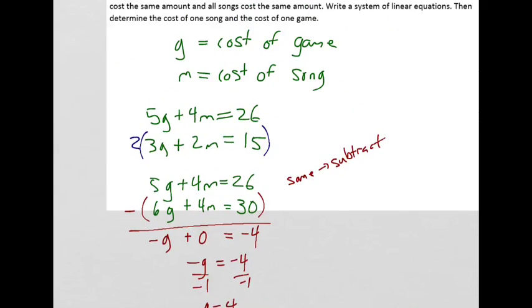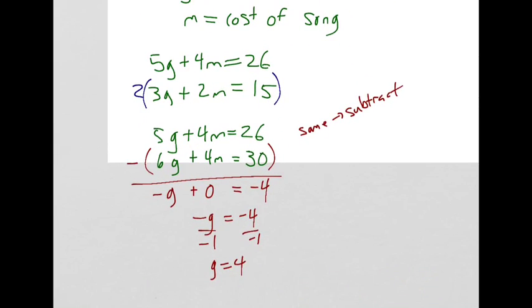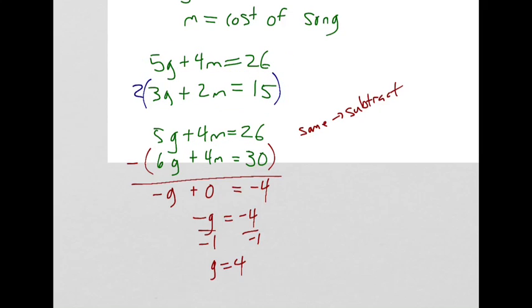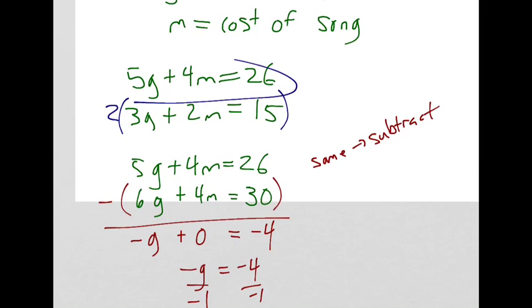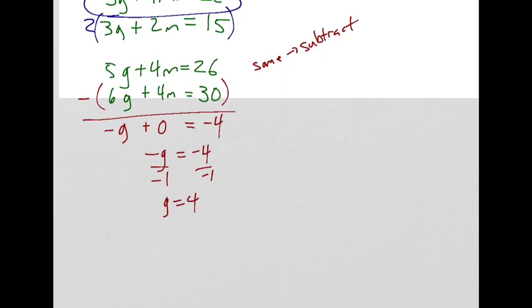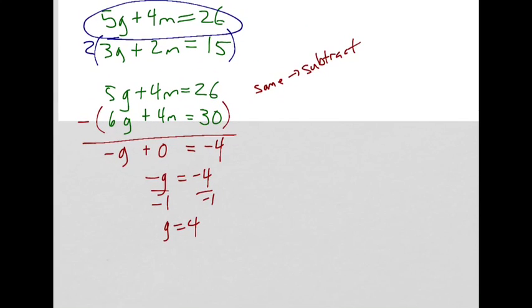Now to find M. Again, you can use any equation. You could use this equation, you could use this equation, you can even use the equation that you doubled, but it would just be a little more work. So I'm going to use this top equation to find M. I put in my value of G: 5 times 4 plus 4M equals 26.